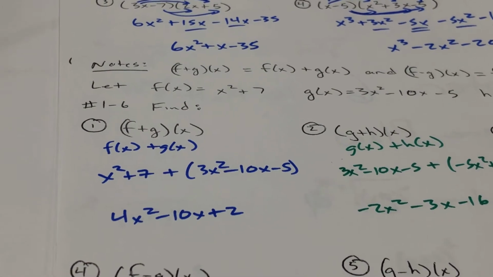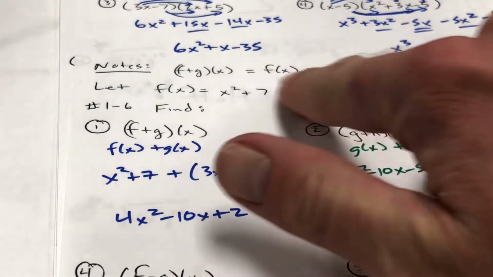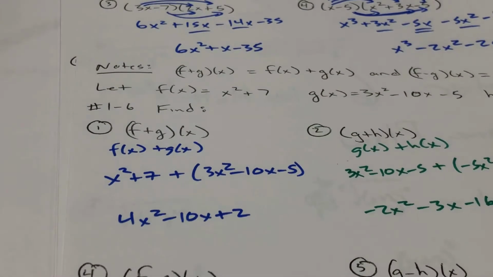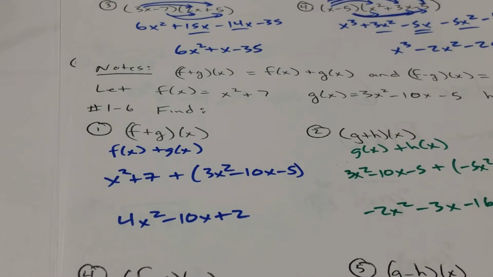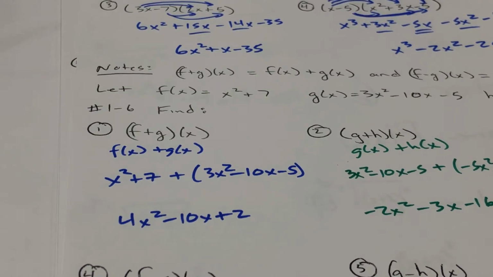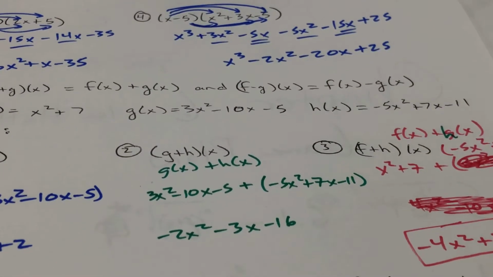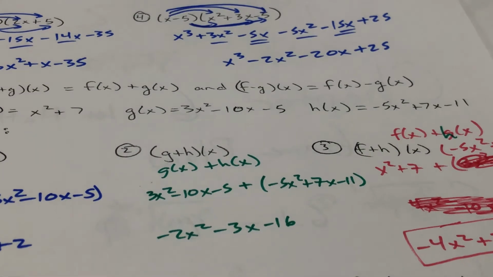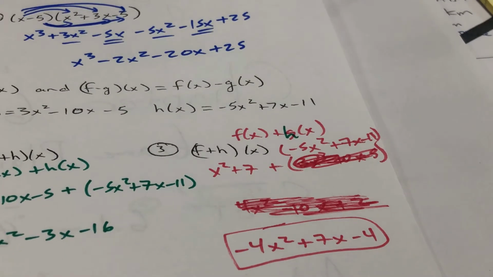F plus g of x is equal to f of x plus g of x, as you see right up there. So if I have f plus g of x, given f of x and g of x, I want you to add those 2 functions together, as I did there in 1. I would use parentheses around the second function there. So when you have g of x plus h of x, you have g of x, which is 3x squared minus 10x minus 5, and then add that to h of x. All right. Number 3, I had written that incorrectly. F of x plus g of x.